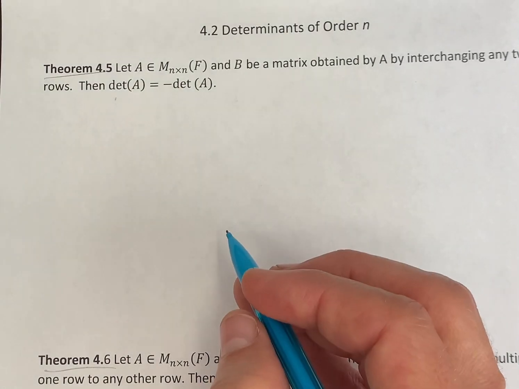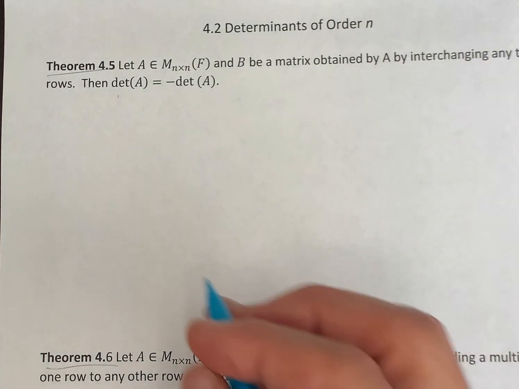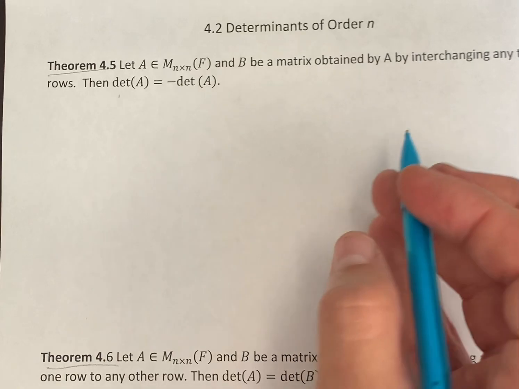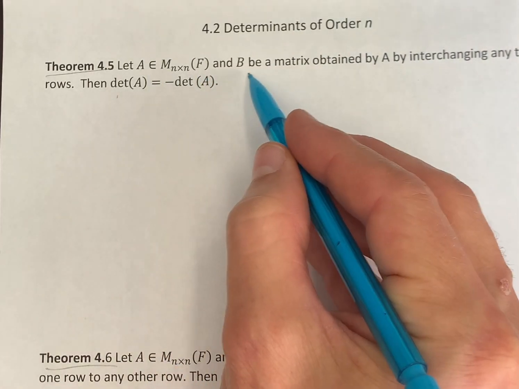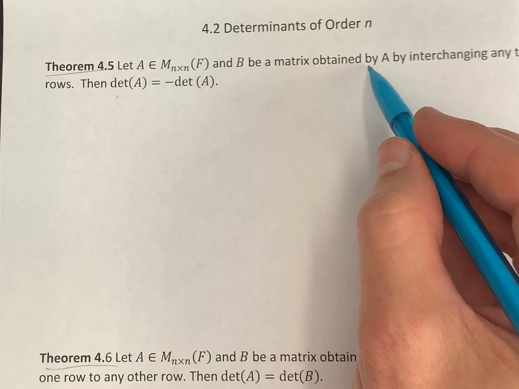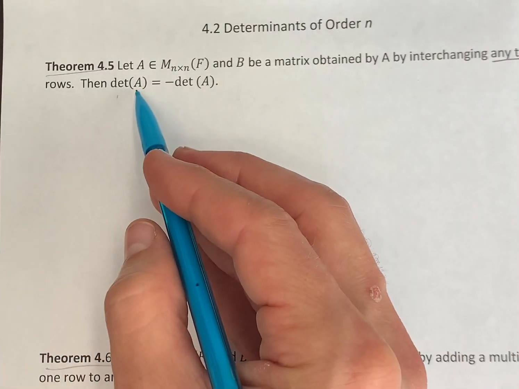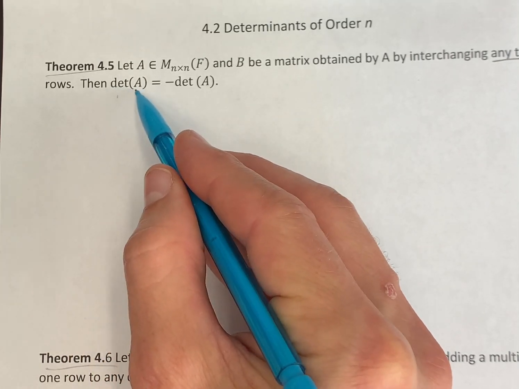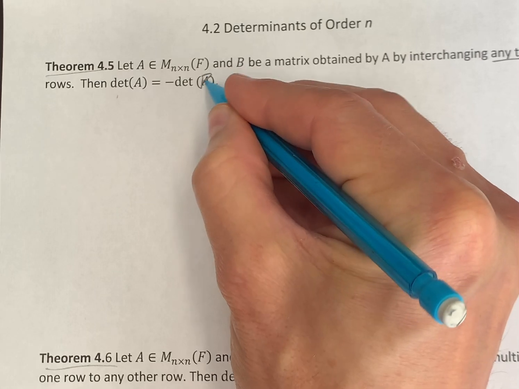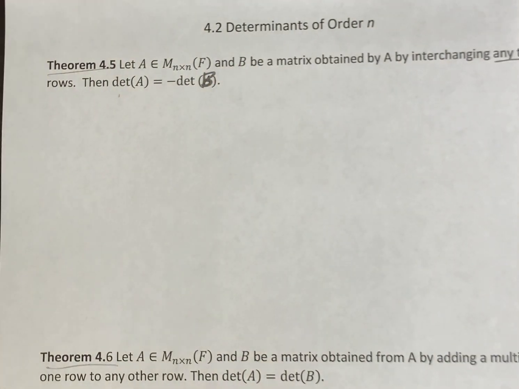Now, I'm not going to go through the entire proof. I just want you to think about the idea of these proofs. The formal proof is written out in more detail in the book. So let A be an n by n matrix and B be obtained by interchanging any two rows of A. Then the determinant of A is equal to negative the determinant of B. That should be a B. So how do you see this?